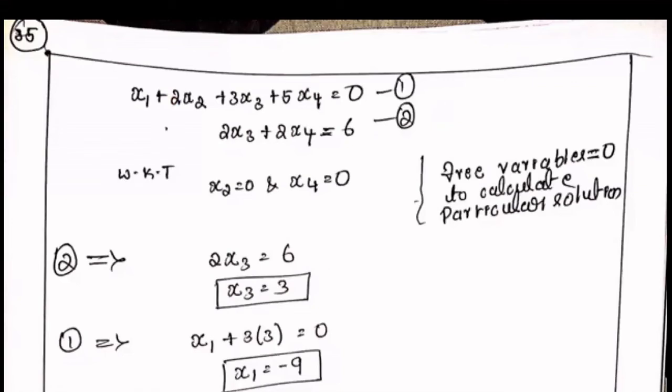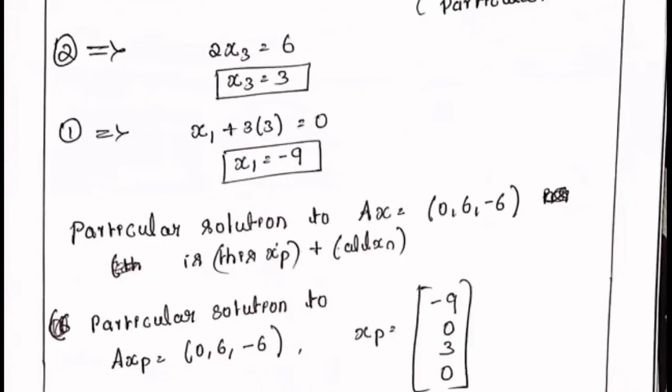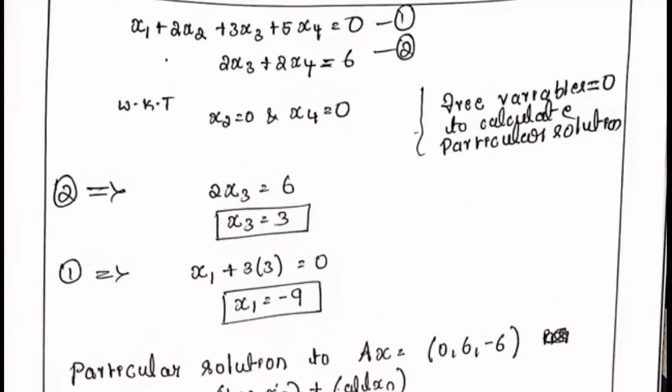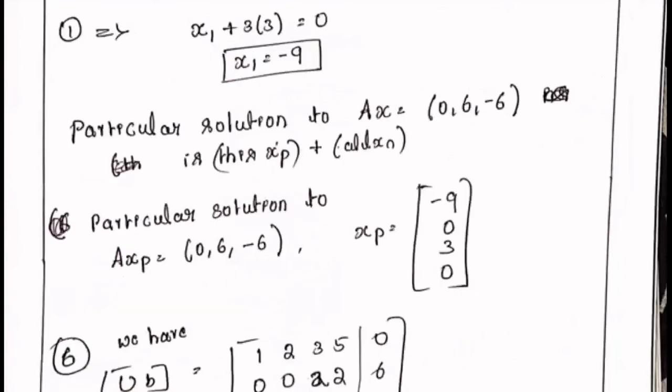And again, from the first equation, I substituted x2 is equal to 0 and x4 is equal to 0. You are left with what? x1 and 3x3, x1 and 3x3, but x3 is what? From the previous equation, we got 3. So substitute that, x1 becomes minus 9. Now write in the matrix format. So this is what we got.